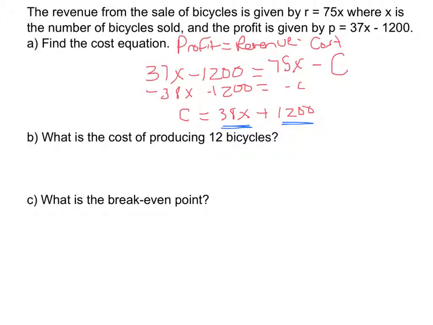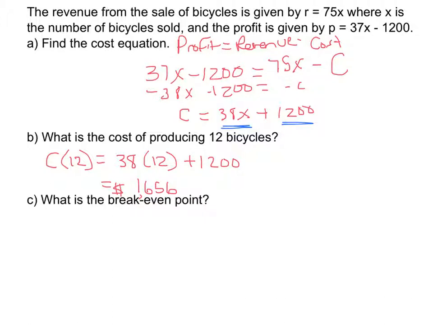So now, what is the cost of producing 12 bicycles? That's the next question, which means really we're looking for C of 12, the cost function of 12. So all we need to do is plug 12 into our cost function. And so we get 38 times 12 plus 1200, which gives us 1656. So that means that in order to produce 12 bicycles, or stock 12 bicycles, it's going to cost us $1,656.